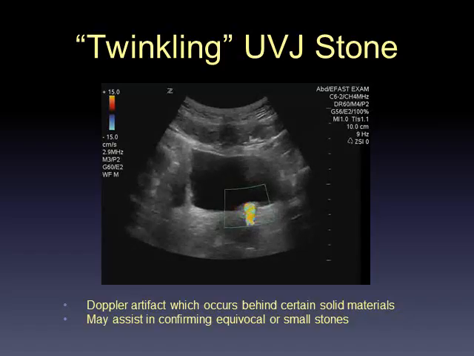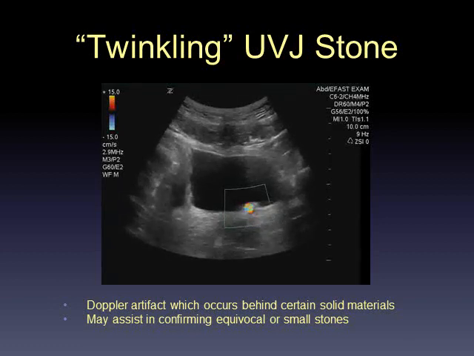Another useful trick we have is twinkling on ultrasound. Twinkling is a helpful artifact of the machine interpretation of the echoes that occur within a stone and behind it. You put the color Doppler over and it appears as if there's blood flow. This can be helpful in equivocal stones.